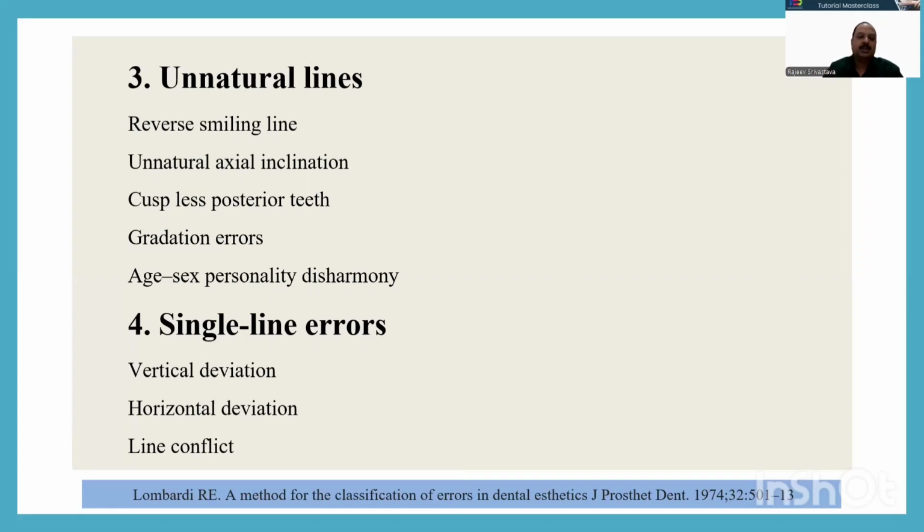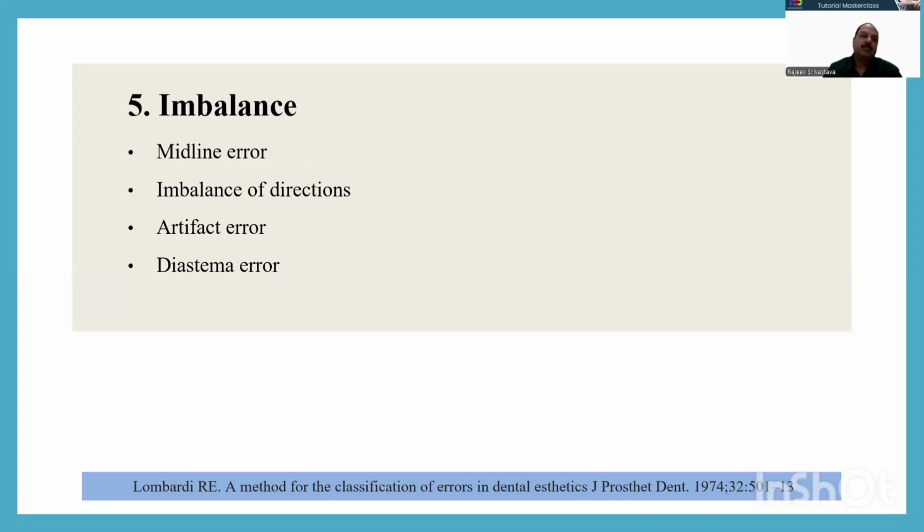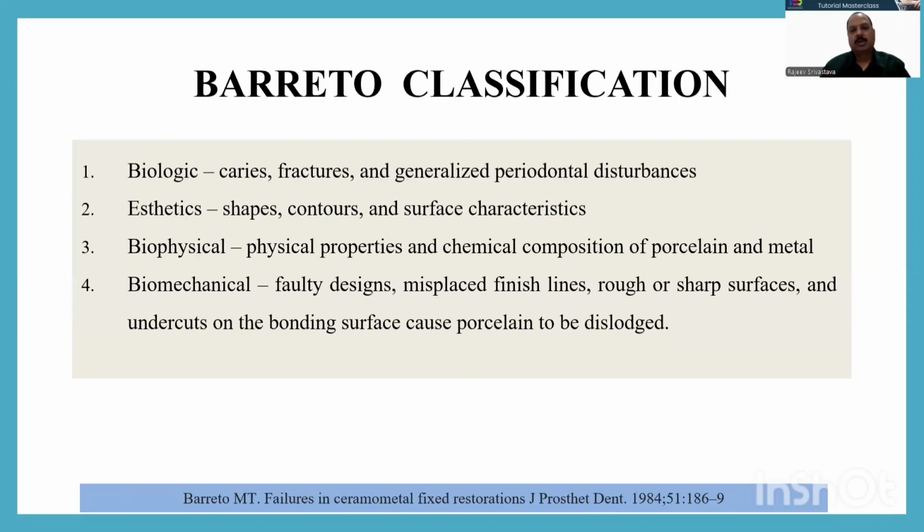The single tooth errors are vertical deviation, horizontal deviation, or line conflict, imbalance, that is midline errors, imbalance of direction, artifact error, and diastema errors. But see, it is not possible to correct everything. If we talk about midline, in 80% of cases the maxillary midline and the mandibular midline do not coincide. So which midline to take into consideration, especially when doing a full mouth rehabilitation? We have to decide the maxillary midline, and if the mandibular midline is slightly shifted, it will not hamper the success or failure of your fixed partial denture.